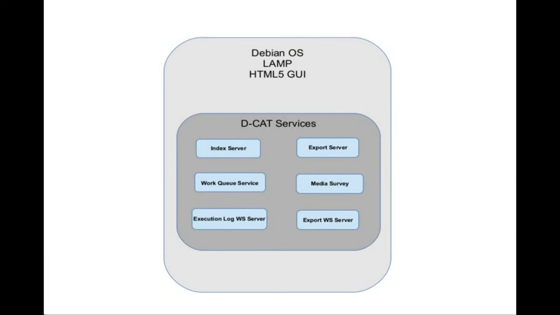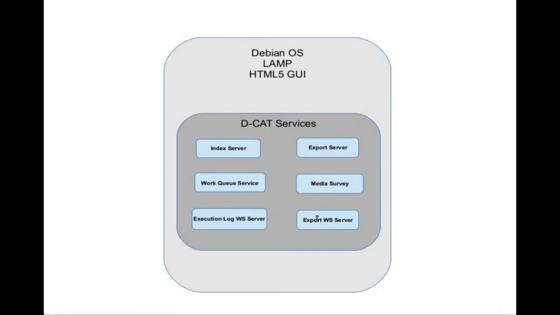DCAT is built on a customized Debian LAMP stack and uses Apache Lucene at its core. In addition to vanilla OS services supporting the LAMP stack and web-based GUI services, DCAT initializes several of its own services. The index server receives catalog requests and dispatches them to Lucene. The work queue service coordinates scan requests and dispatches index processes.